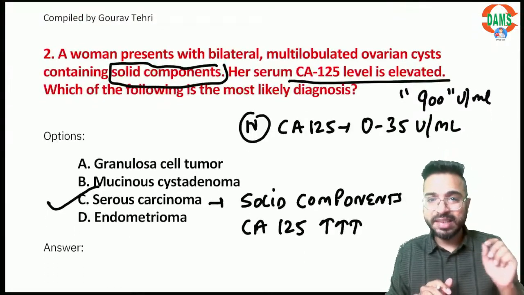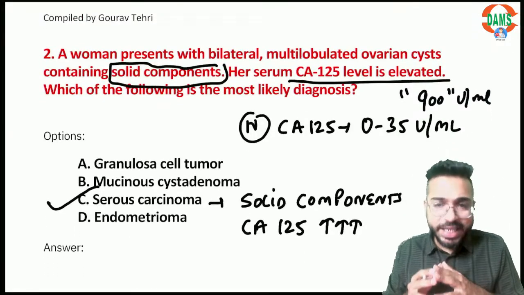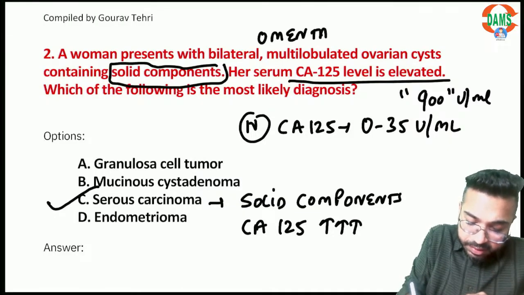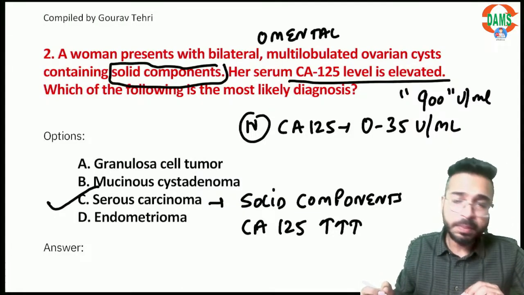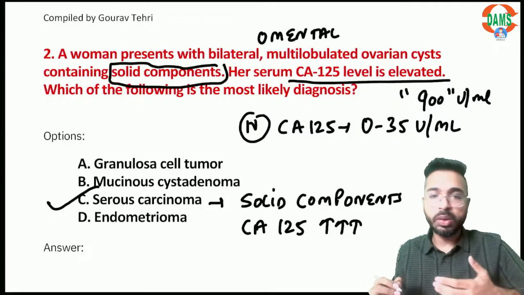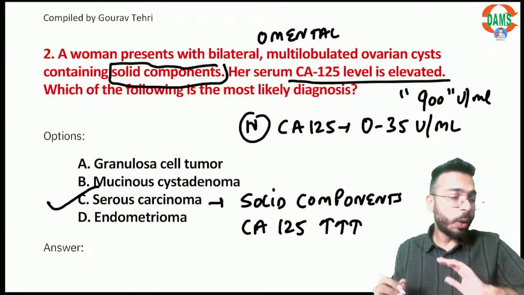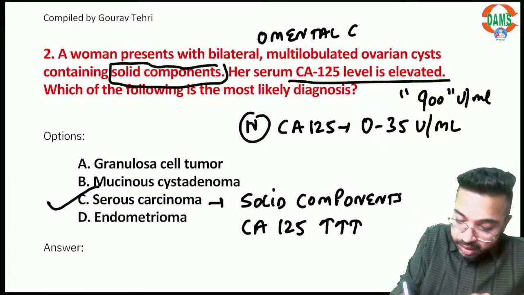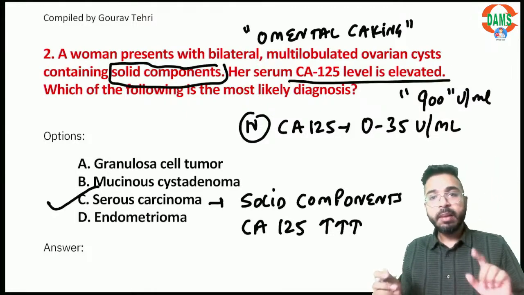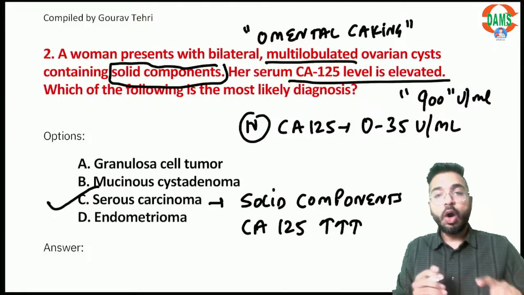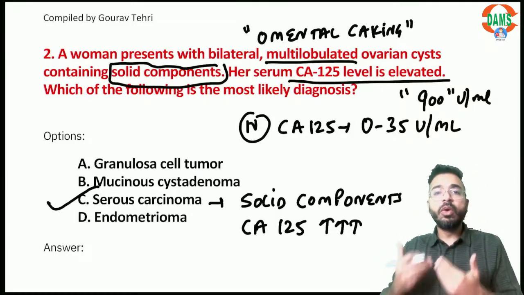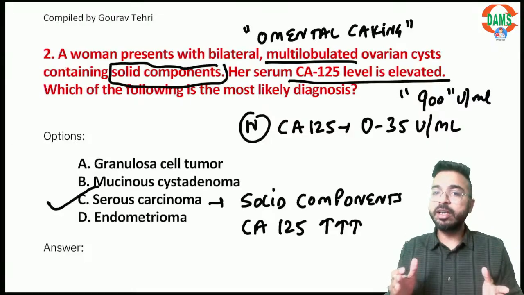The gross was kind of tricky because they wrote multilobulated. I hope they also wrote omental caking. This INICET we discussed yesterday also. It was more dependent on the art of excluding. The questions seem to be easy, but the options are very tricky. Gross examination might suggest the patient has mucinous carcinoma because of multilobulated, omental caking. There were words which might have forced you to go for mucinous cystadenoma, but no.